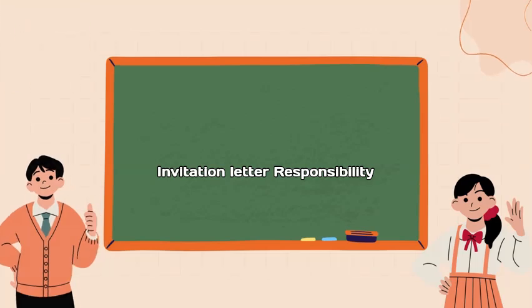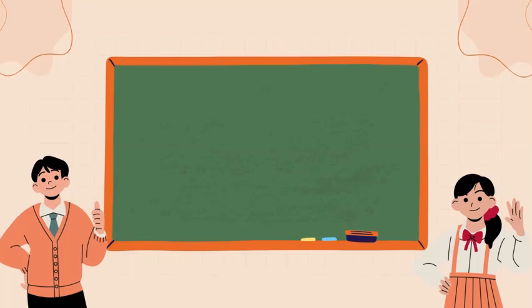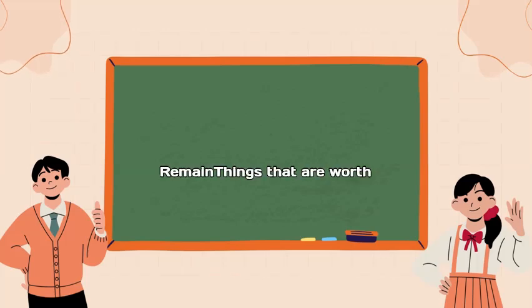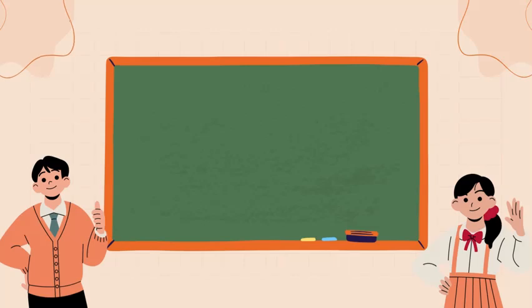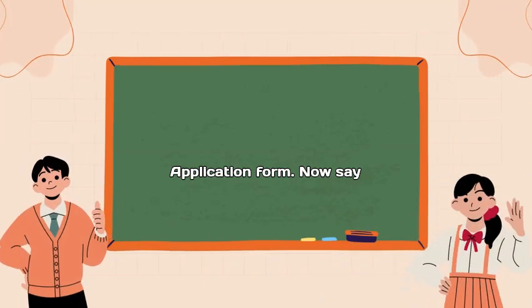Invitation letter. Responsibility that links a person to a place or a thing. Tie. Stay. Remain. Things that are worth money that you own. Assets. An amount that is almost but not exact. Approximately. A piece of paper you have to put information on to make a formal request. Application form.